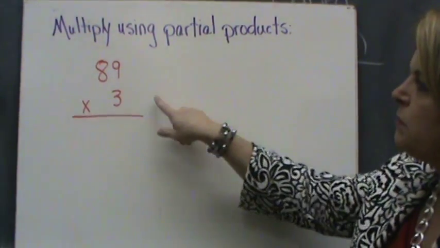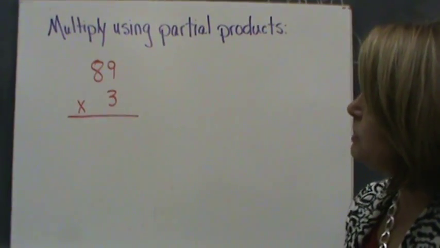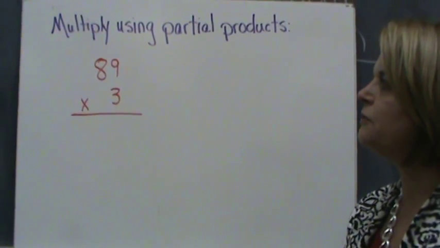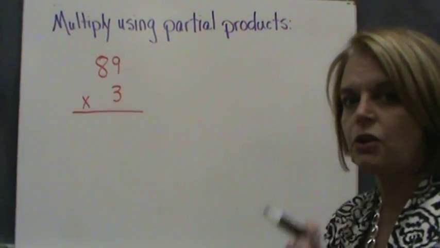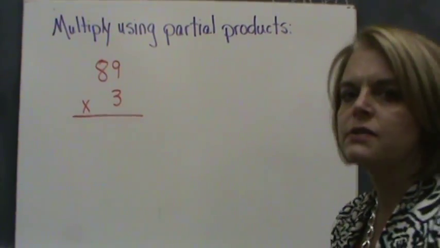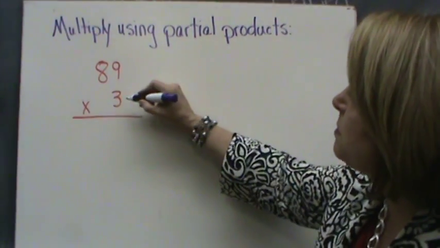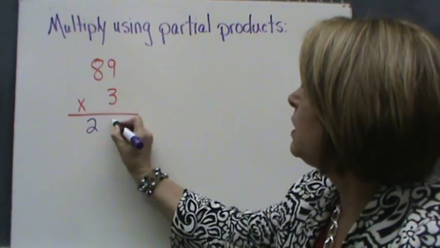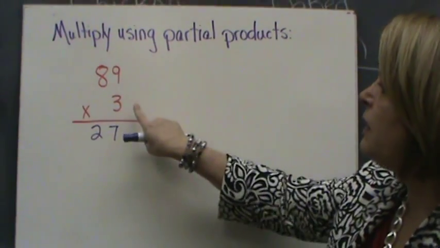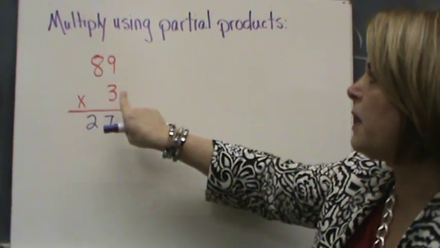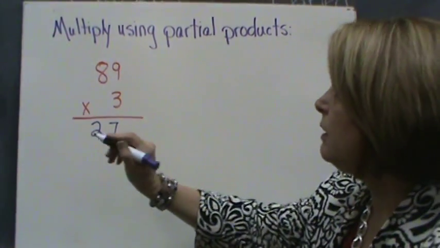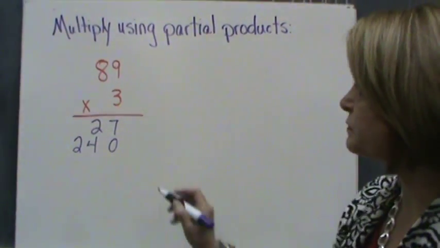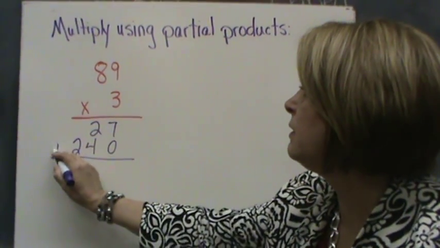One more time, using partial products, two digits by one digit. And if you want to stop the video here and try it yourself and then start it back and see if you did it correctly. Alright, so now let's do it together. I'm going to multiply the numbers in my ones place. 3 times 9 is 27. Then it's not 3 times 8. 8's in the tens place, so it's 3 times 80. 3 times 80 is 240. Then all I have to do here is add.